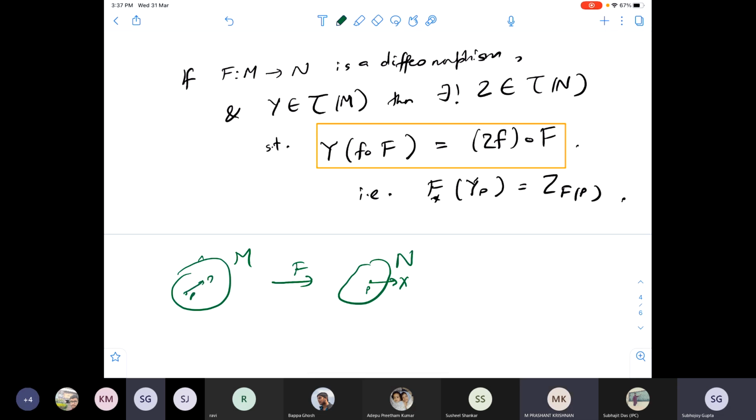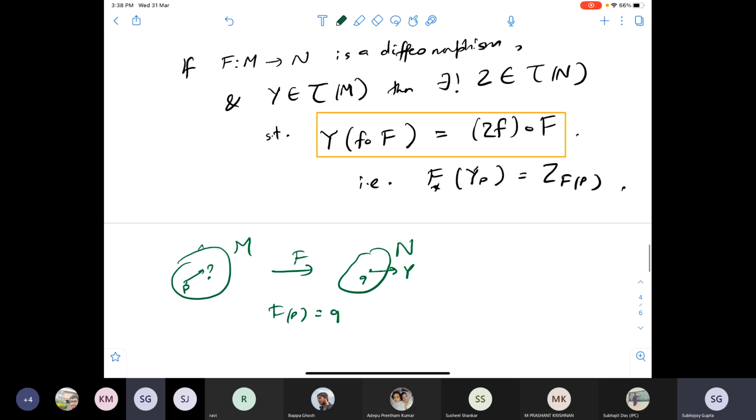There would be some charts, so we can map according to those. No, what does that mean? Suppose you have a vector Y in the target. Since we are looking at the target, let's call this point q and this vector Y. And suppose p maps to q, f of p is equal to q. So what vector do you want to assign at p? There's no natural choice. What do you put there?